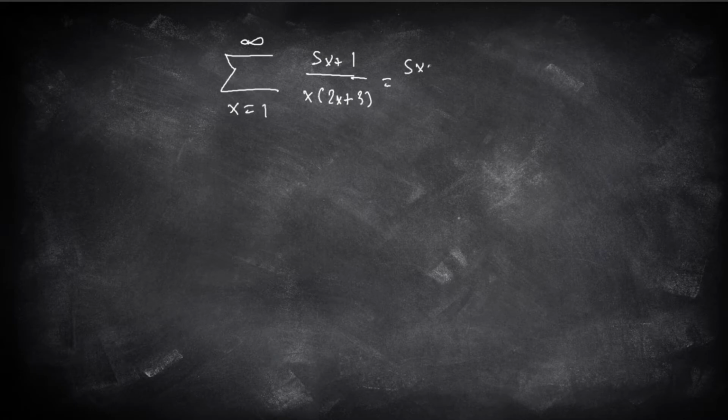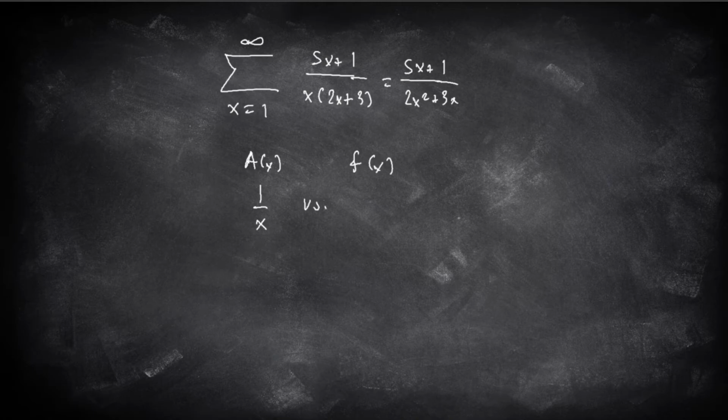Let's try another example. Let's take the summation from 1 to infinity of (5x plus 1) times (2x plus 3). Expanding this out, that's 5x plus 1 over 2x squared plus 3x. Okay, now we think about the leading terms. So x and x squared, so x divided by x squared is 1 over x. That's our a of x, our f of x.